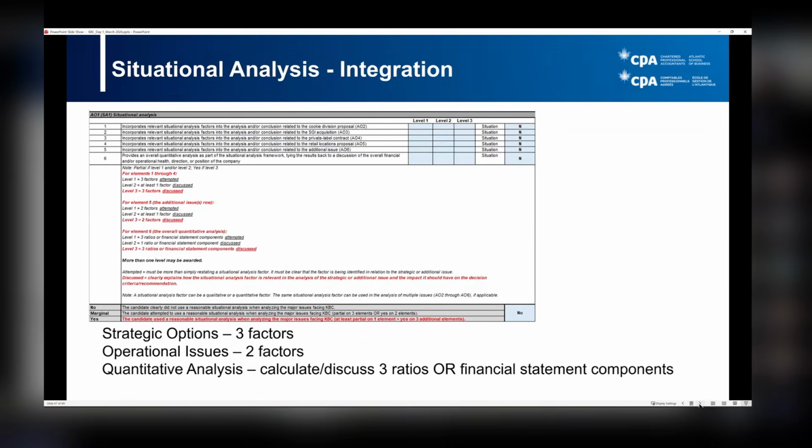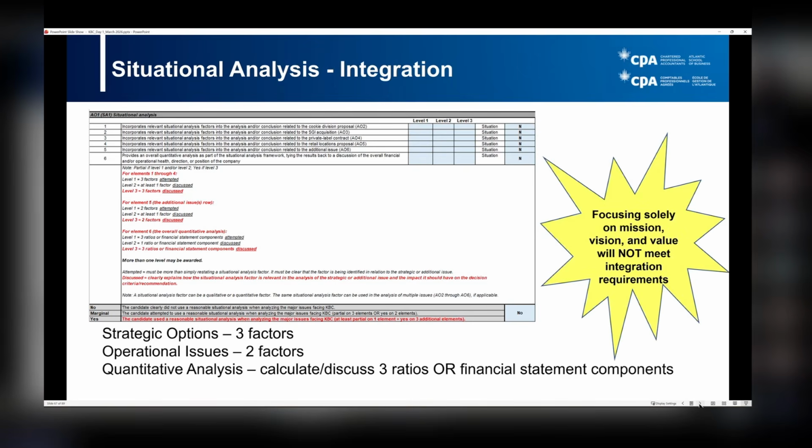So let's look at the first assessment opportunity, which is always around that situational analysis integration. What are the requirements? The requirements are that you address and integrate three factors when it comes to your analysis of the strategic options. If there is an operational issue, that you integrate at least two factors. When it comes to your quantitative analysis, that you calculate, if you've got the information, discuss either three ratios or financial statement components.